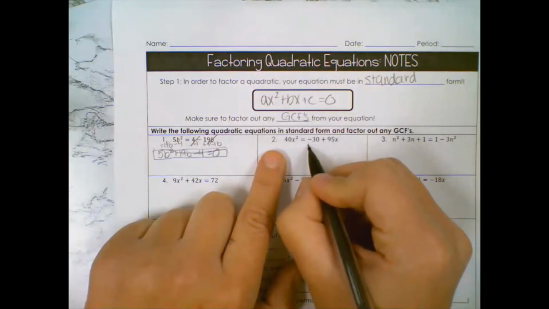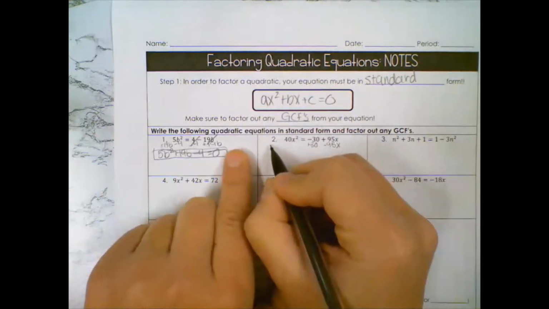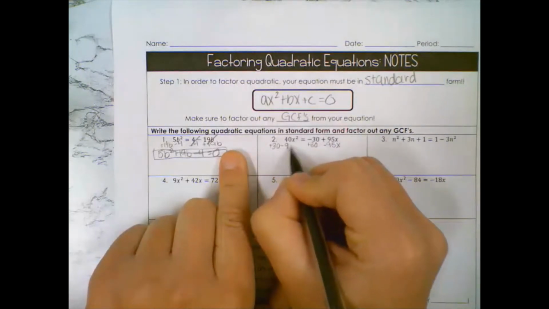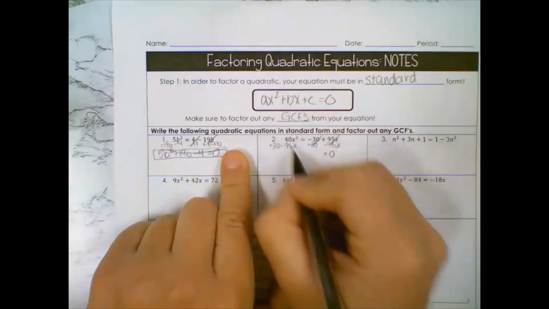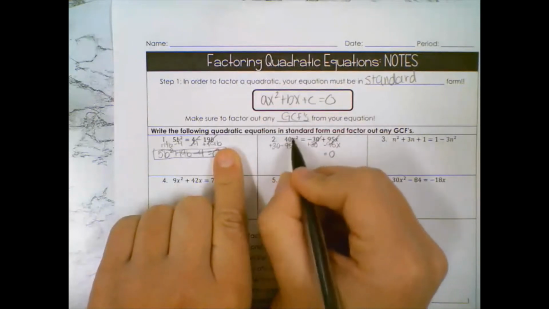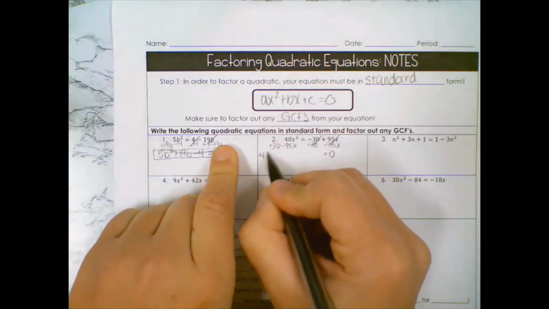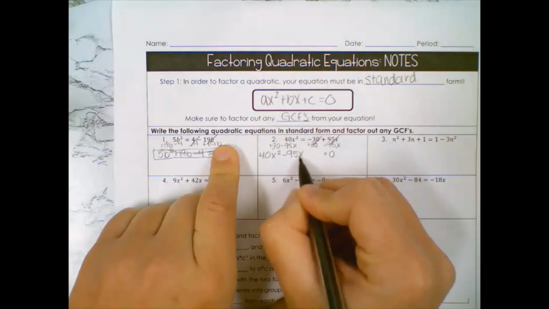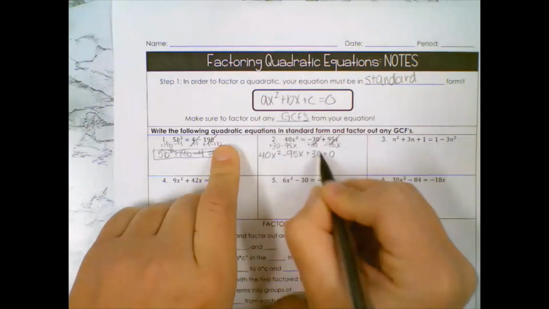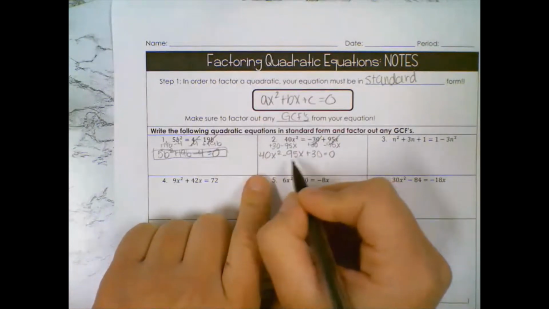I want the right side to equal 0, so I'm going to add 30 minus 95x and do the same thing to both sides so it stays equal. Right side equals 0. And over here, I want to make sure I put this in standard form. So x squared has to go first. I'm going to put 40x squared in the front, then the minus 95x, then the plus 30 for my c. That's what we need to be really careful with, making sure it goes in the correct order.